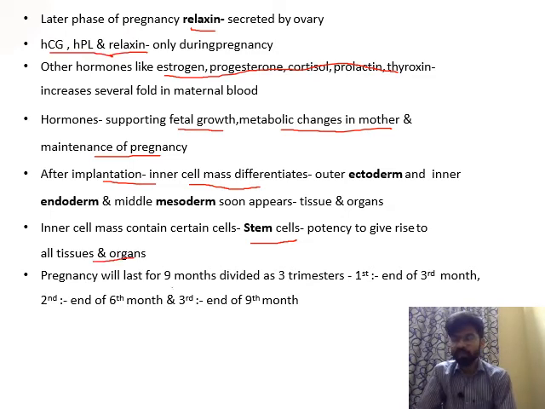Pregnancy lasts about 9 months. The 9 months are divided into three different sub-stages, the three trimesters. The first trimester is about 3 months, then the second trimester ends at the 6th month, and the third trimester ends at the 9th month. Means 3 months, 3 months, 3 months. These three sets combine to form the three trimesters.